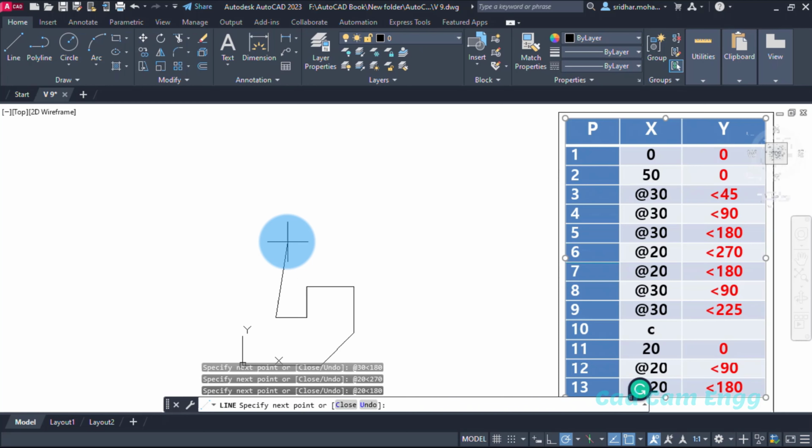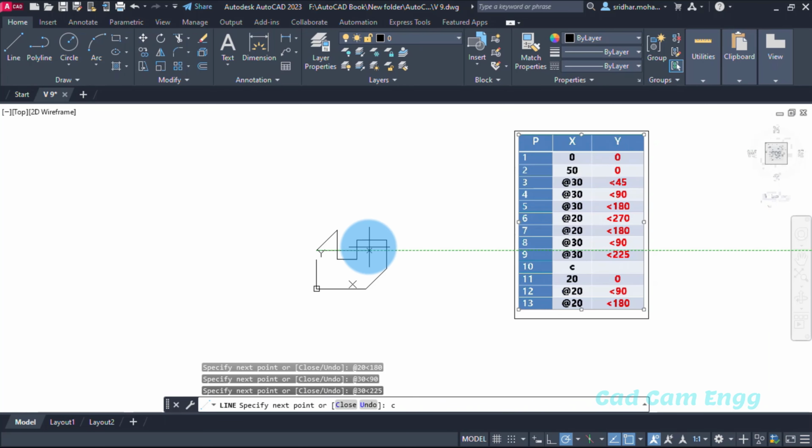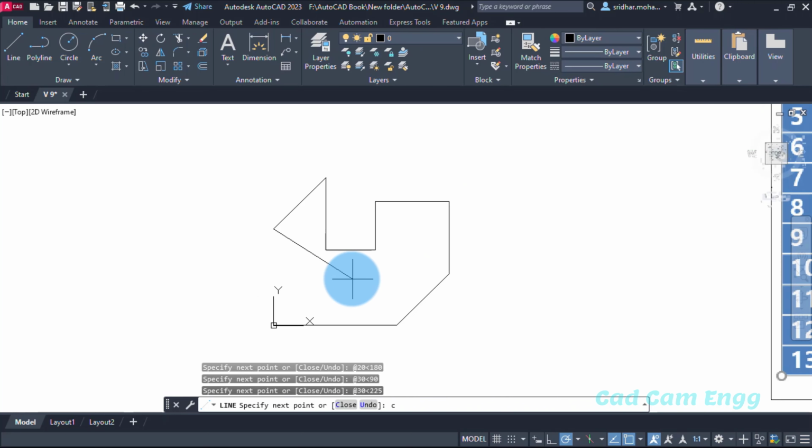Again now we want to go upside. So @ 30, angle 90. Next @ 30, the angle is 225, coming inclined. Next I press C and enter. Before giving the enter, I just adjust the screen. So see, now I press C, now I enter. See, it is automatically joined to the starting point.